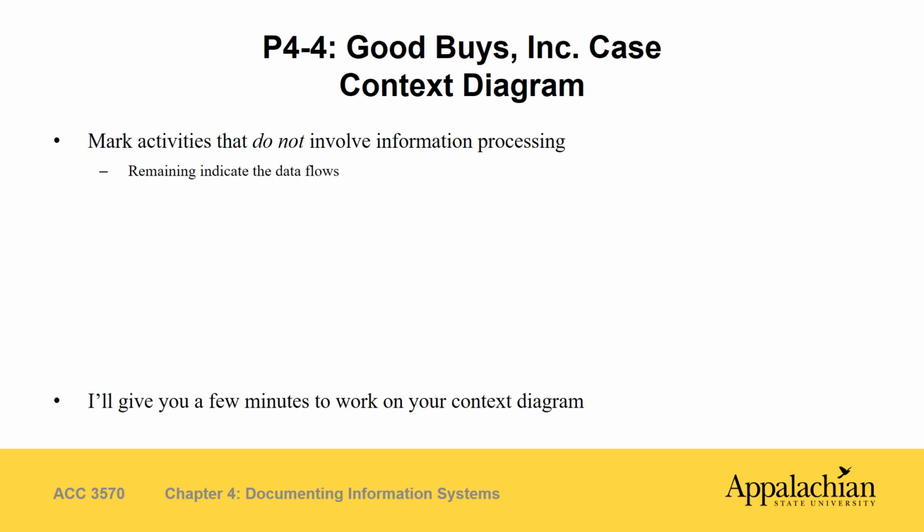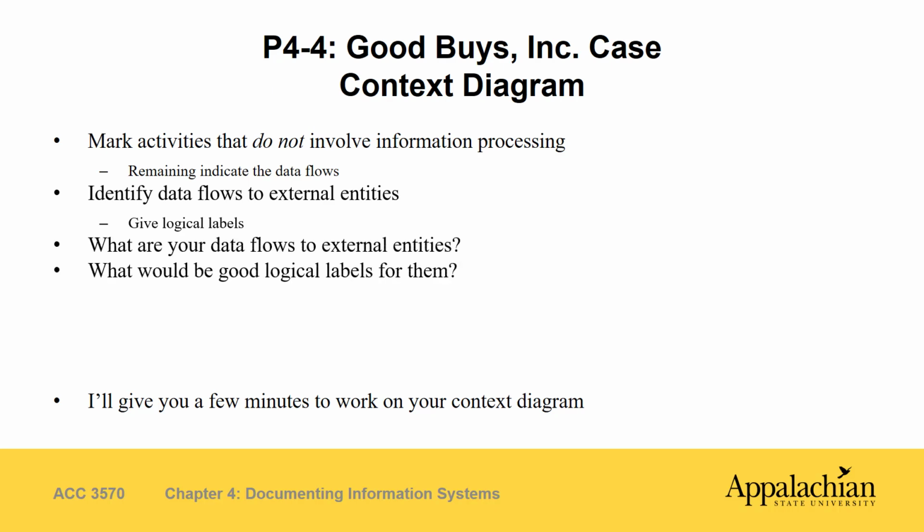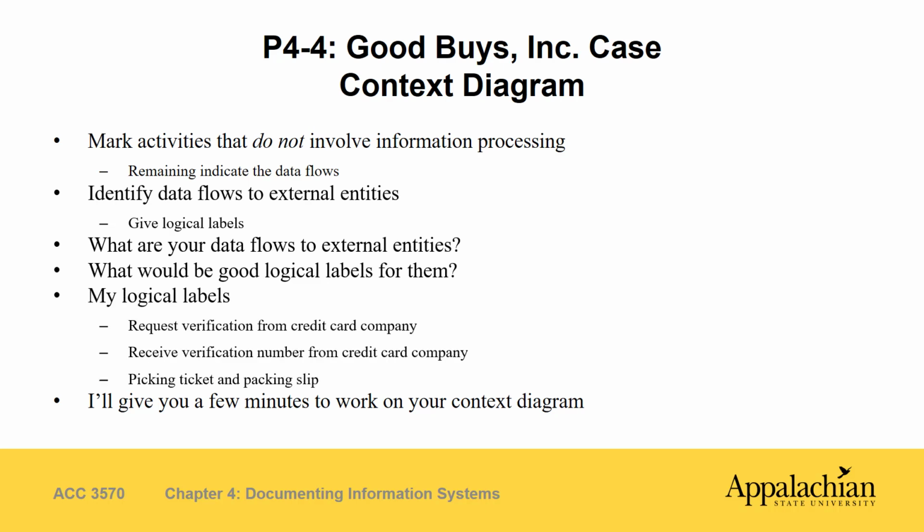So the next step is to mark activities that do not involve information processing and identify data flows to external entities. What are the data flows to external entities, and what are good logical labels for them? We would have worked this out through class and written it on the board. My logical labels were request verification from credit card company, receive verification number from credit card company, picking ticket, and packing slip. I'm going to pause and let you work on your context diagram.